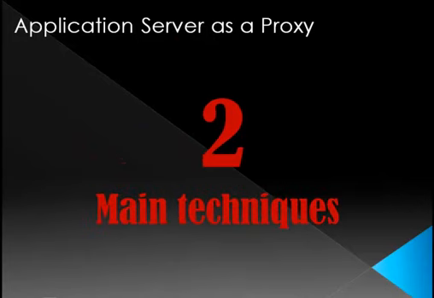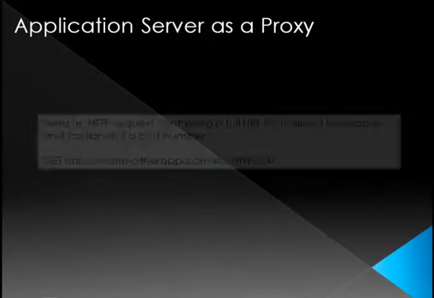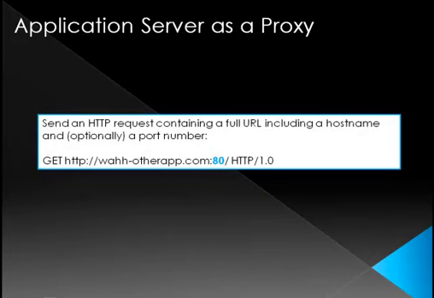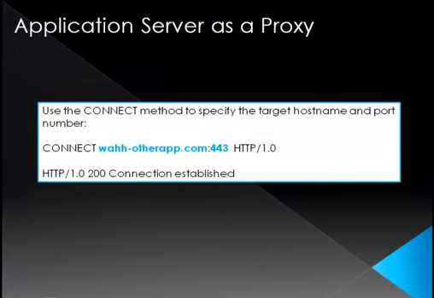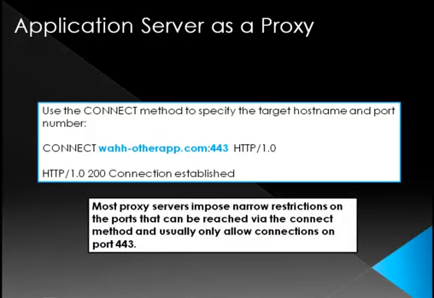You can use two main techniques to cause a forward proxy to make forward connections. The first technique is to send an HTTP request containing a full URL, including a host name and optionally a port number. The second technique to leverage a proxy is to use the CONNECT method to specify the target host name and port number. If the server is responding in this way, then it is proxying your connection. The second technique is more powerful because a proxy server simply forwards all traffic sent to and from the specified host. This enables you to tunnel other protocols over the connection and attack non-HTTP-based services. Most proxy servers impose narrow restrictions on the ports that can be reached via the CONNECT method and usually only allow connections on port 443.